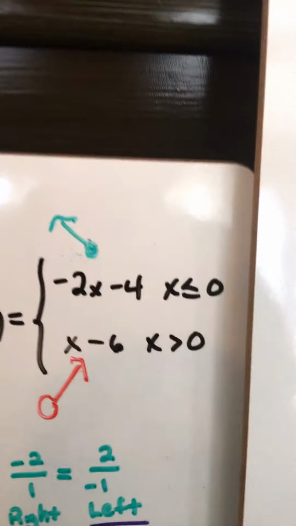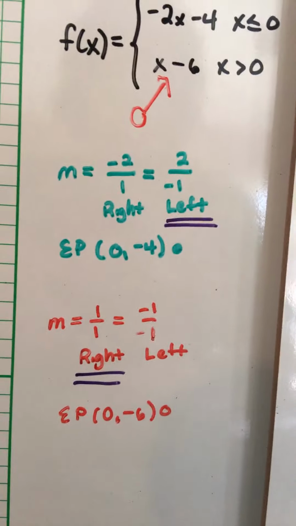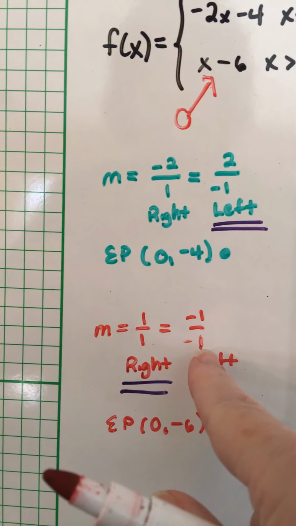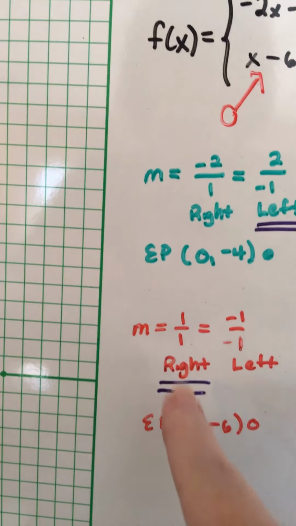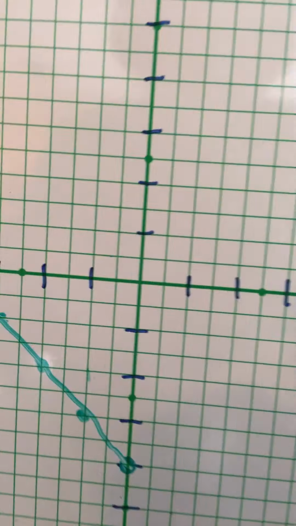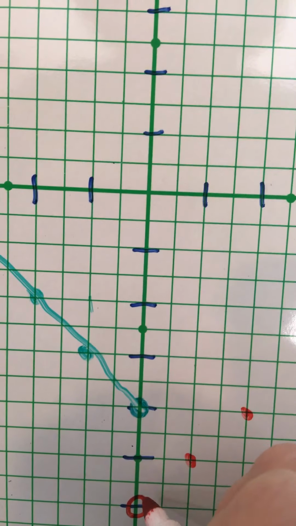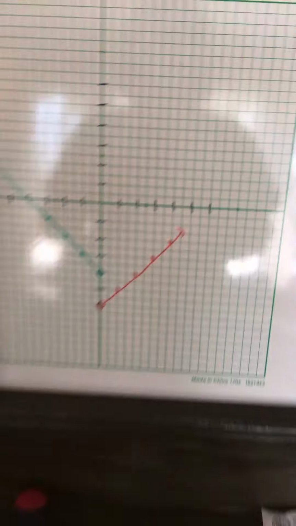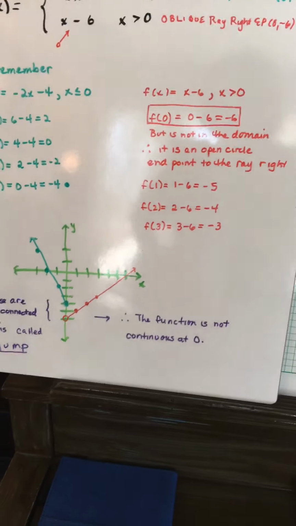Now for the next one, what am I doing? Well, the slope is 1 over 1 or negative 1 over 1. This says moving right. This says moving left. This is the right side, so I pick the right slope. Up 1, right 1, up 1, right 1. I find my open circle, the endpoint, and I go up 1, right 1, up 1, right 1, up 1, right 1, up 1, as much as I want. And I draw my arrow. And so I'm getting the same graph over here.